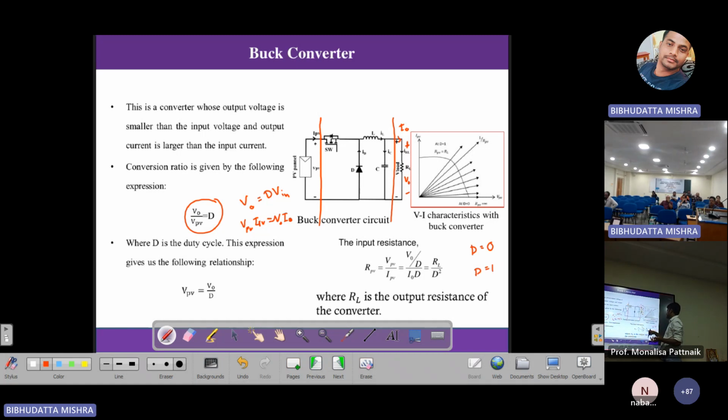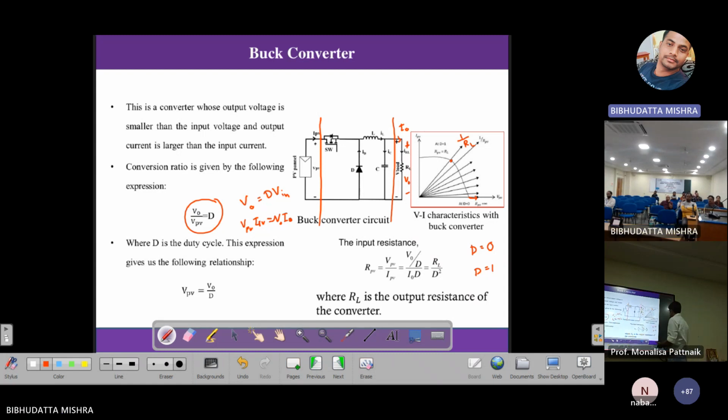If I put D equal to 0 here, I will get an infinite resistance seen by the panel. Infinite resistance in the IV curve means your current is 0, because it's an open circuit. So current is 0 means the line will be here. This is the line for D equal to 0. And the maximum is D equal to 1, where RPV is equal to RL. All these lines are, as I already mentioned, 1 by RL lines. Depending on the RL, you have the other end of the curve, the intersection point.